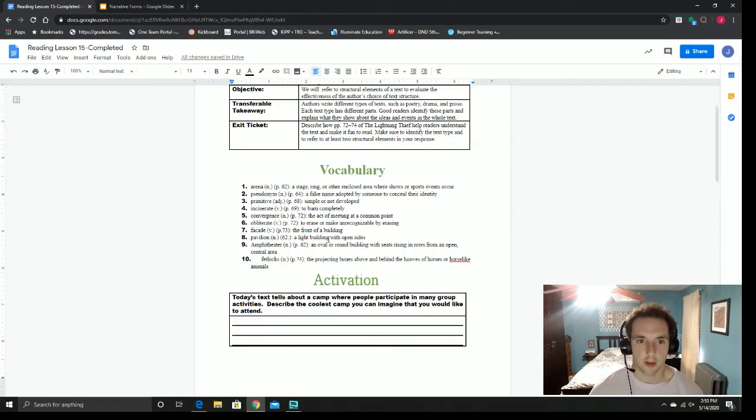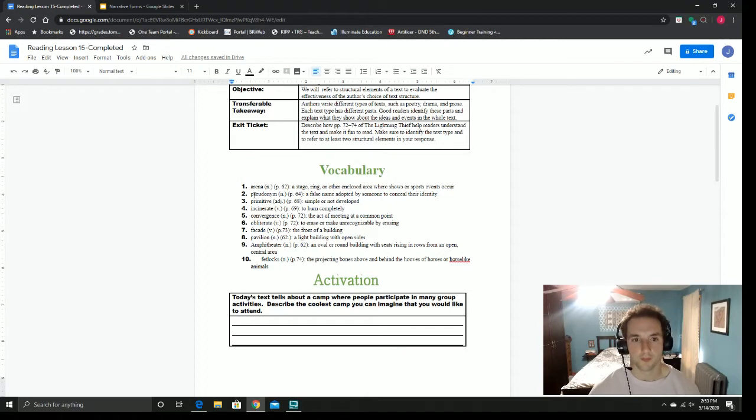First, vocabulary. There's 10 today, so I'll make sure I go pretty quickly. The first word is arena, which is a stage, ring, or other enclosed area where shows or sports events occur. If you've ever seen a basketball or football game on TV, they take place in a stadium, which is another form of arena.